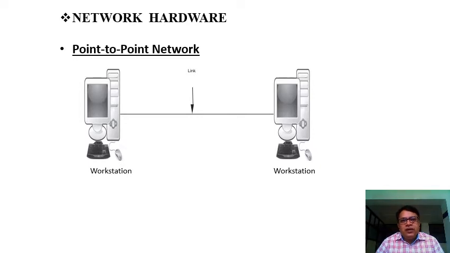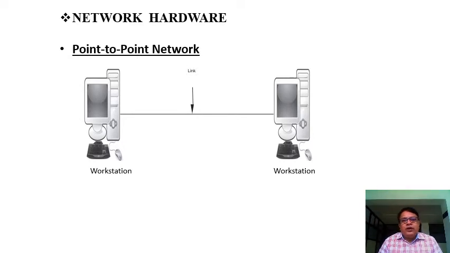We know that the network is classified in two different ways. Either the network is classified according to the hardware, or the network is classified according to its scale. Number one is the transmission method, and number two is the network scale. In transmission method, we have two different types of networks. The very first is the point-to-point network, and the second is the broadcast network.